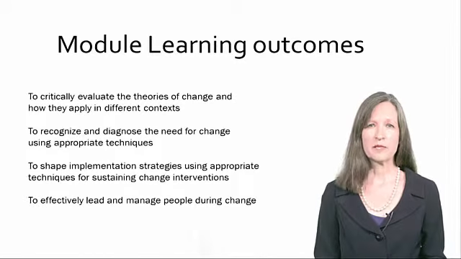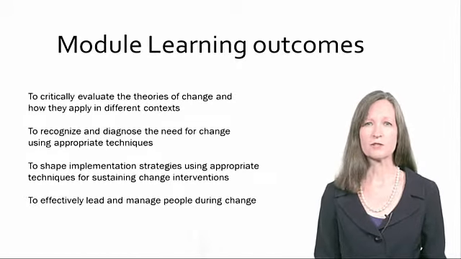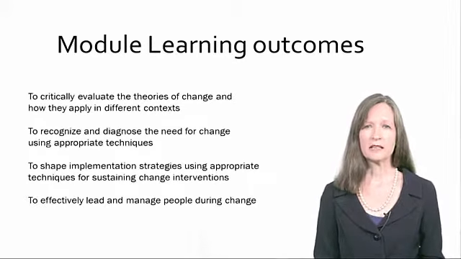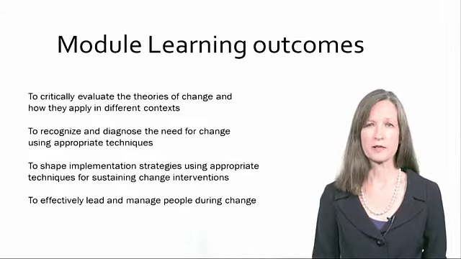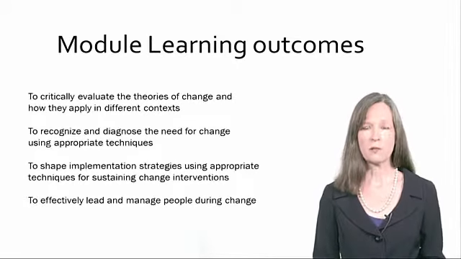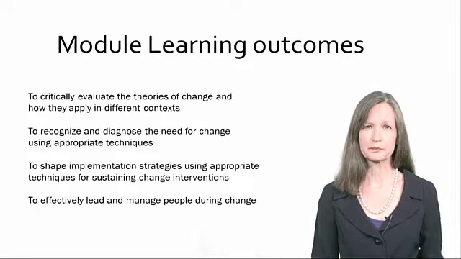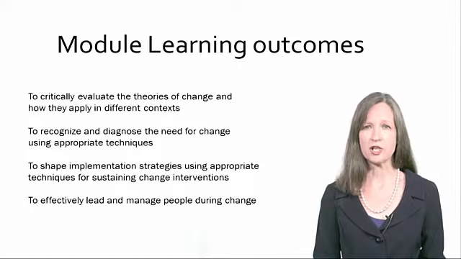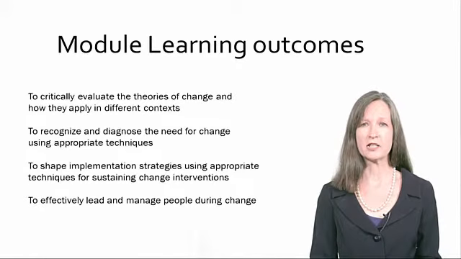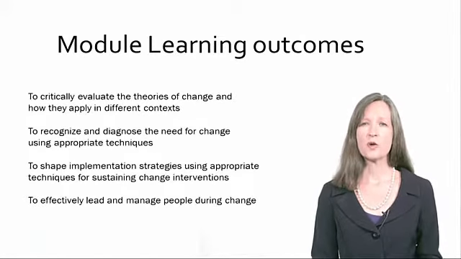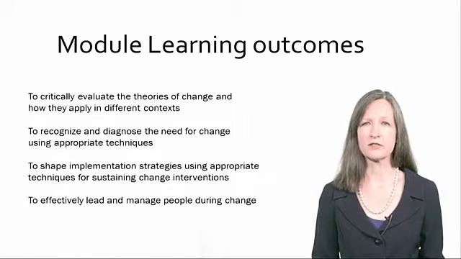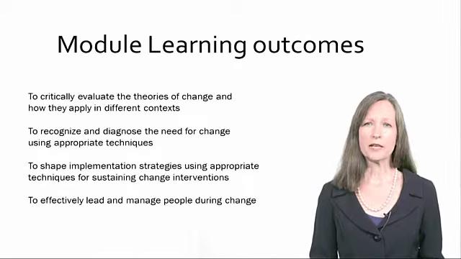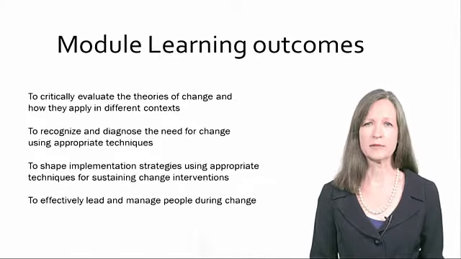The next learning outcome is to recognise and diagnose the need for change using appropriate techniques. So we'll do that by looking at a number of diagnostic frameworks, such as 7S, COPS and the Burke-Litwin model. The next learning outcome is to shape implementation strategies using appropriate techniques for sustaining change interventions. So once we've identified the need and the readiness for change, how do we go about identifying the best appropriate interventions to address that need?